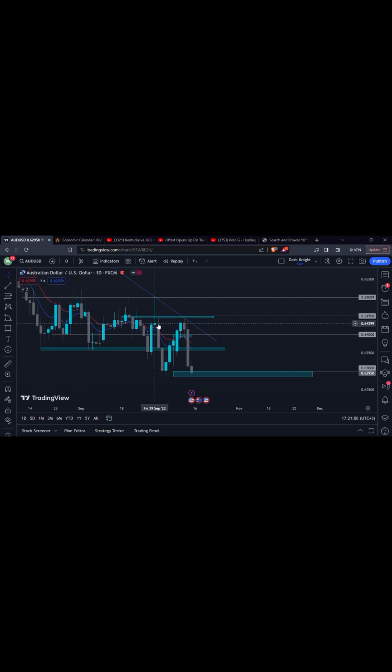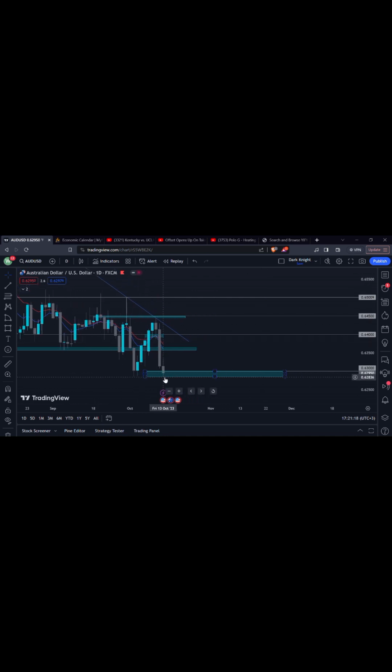And the moment I saw this shooting star, I actually knew that the market was going to drop, because remember guys, as I told you, candlestick patterns are one of the major things when it comes to trading. So the shooting star definitely tells us that the market is going to drop. So we had this drop. When the market got to this point, this was last week, I think.